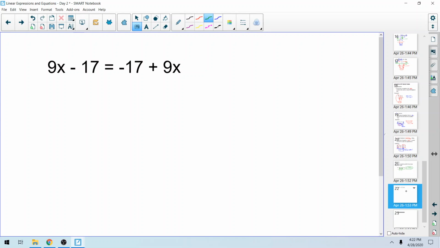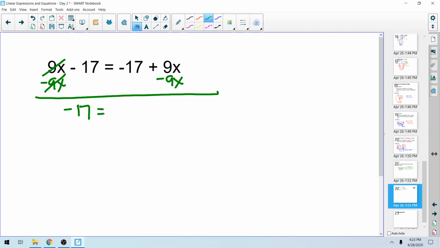Next one, 9x minus 17 equals negative 17 plus 9x. So on this one, I can't distribute, I can't combine like terms, so I'm going to try to get all my variables on one side. 9x minus 9x is 0. I'm going to bring down my negative 17. 9x minus 9x is 0. I'm going to bring down my negative 17.